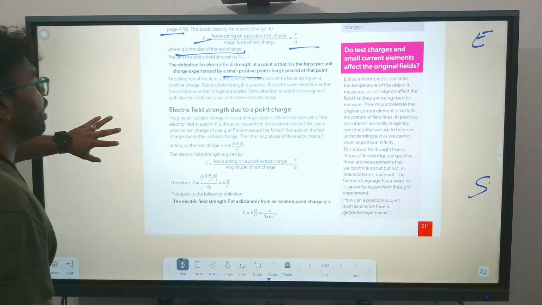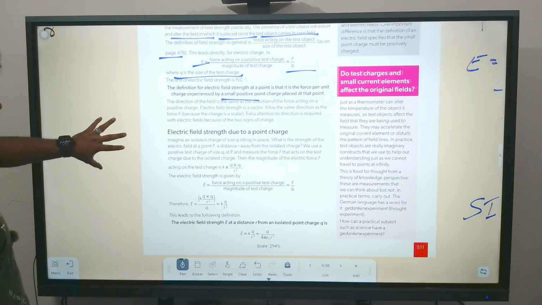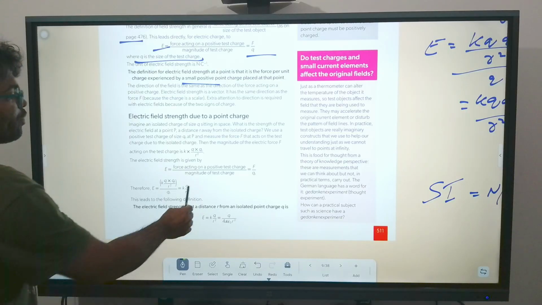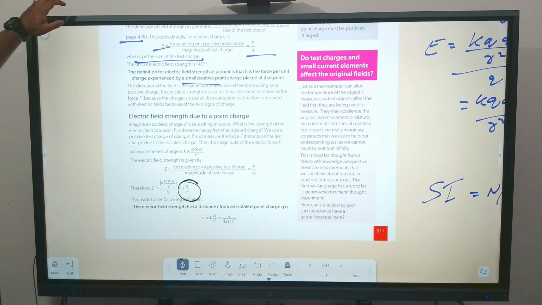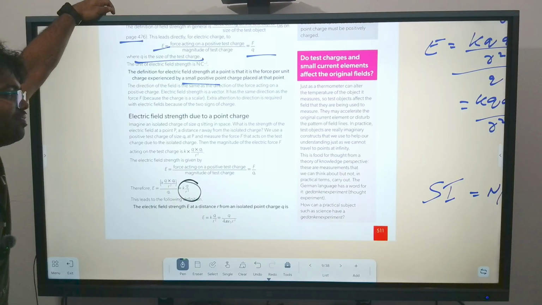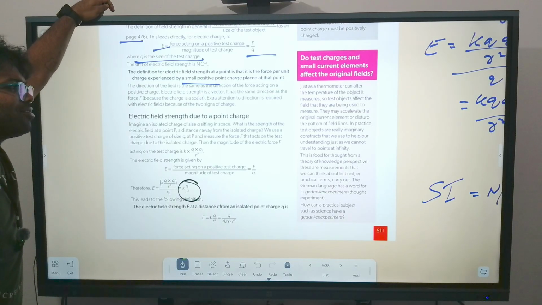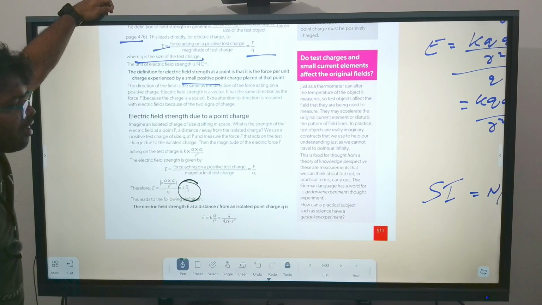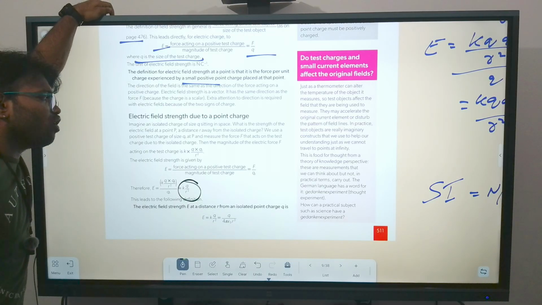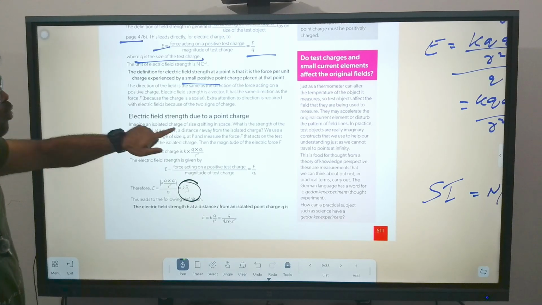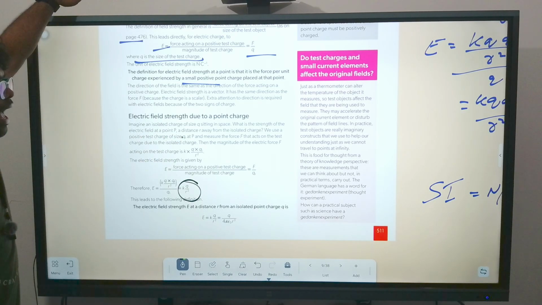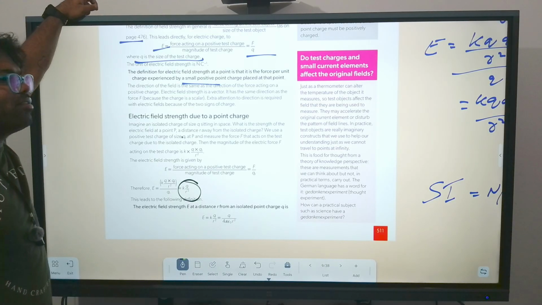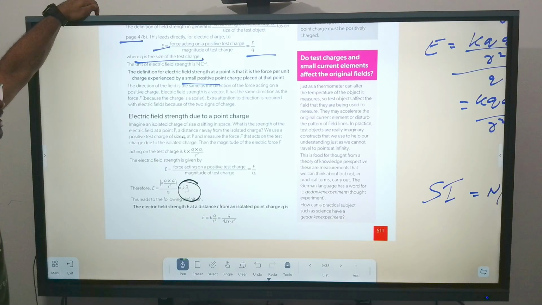Okay, so let's go. Electric field strength due to a point charge. The same thing that we described here, kq upon r square, that's what we are going to do, but of a point charge. Imagine an isolated charge of size q sitting in space. What is the strength of the electric field at a point P, a distance r away from the isolated charge? We can use a positive test charge of size qt, where qt means the test charge, at P and measure the force F that acts on the test charge due to the isolated charge.